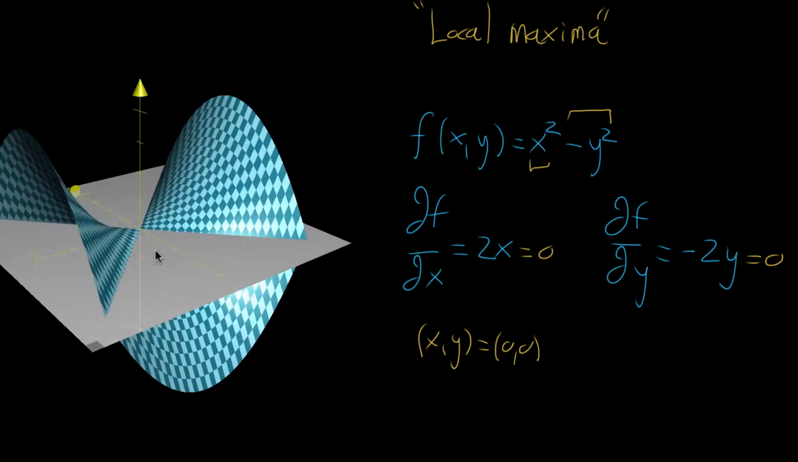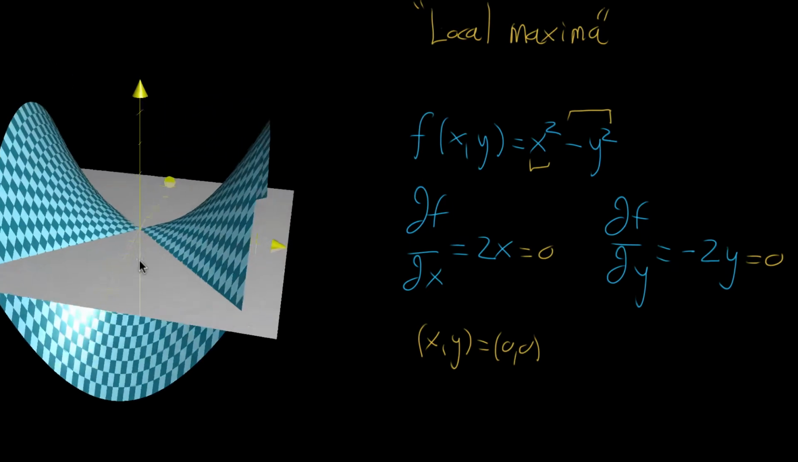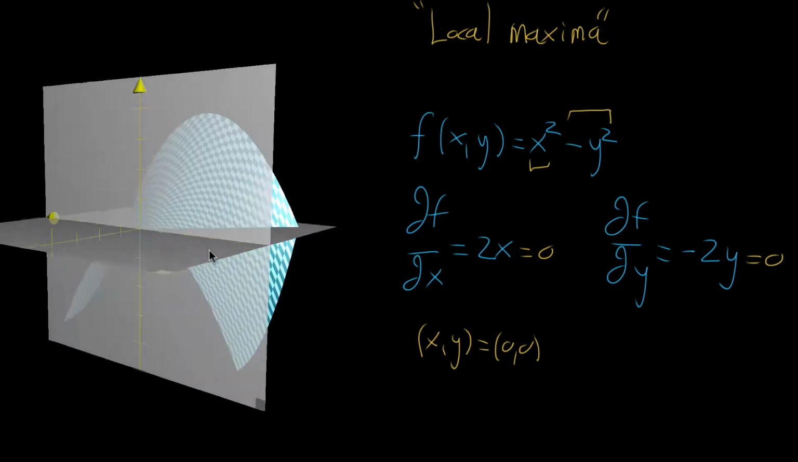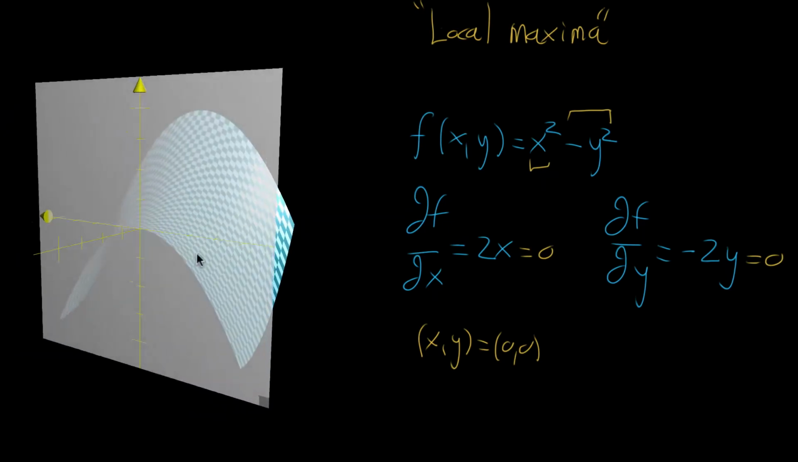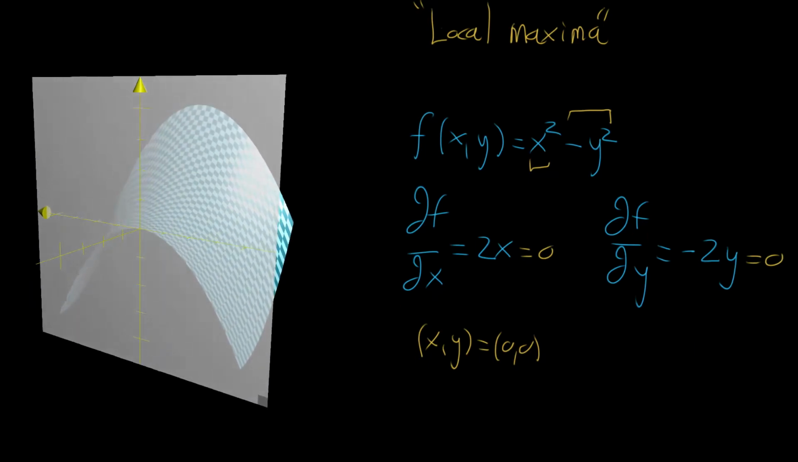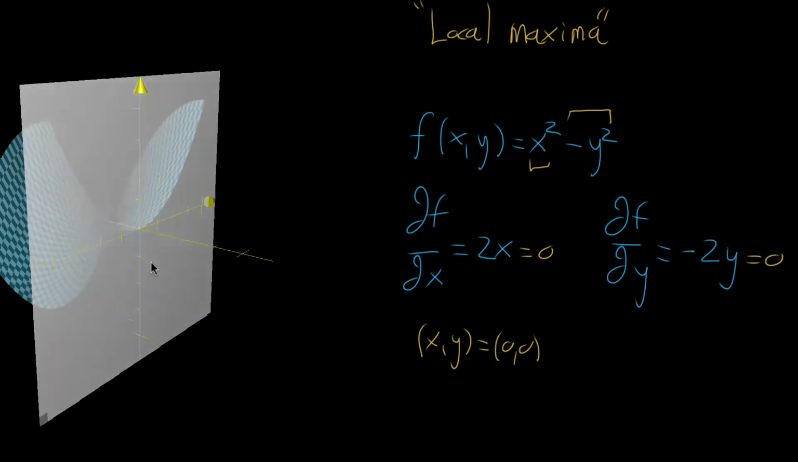But notice, this is neither a local maximum nor a local minimum, because from one direction, it looked like it was a local maximum. Here, I'll get rid of that guy. It looks like it's a local maximum when you look on the curve there. But from another direction, if you chop it in another way, it looks like a local minimum. And if we look at the equations, this kind of makes sense.